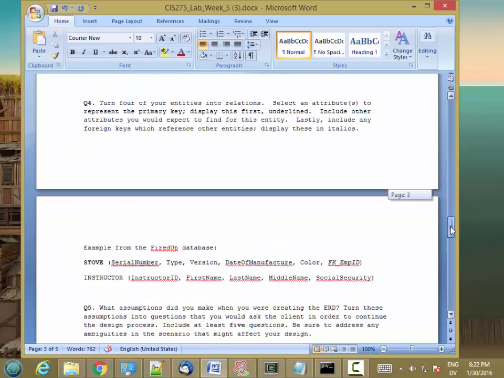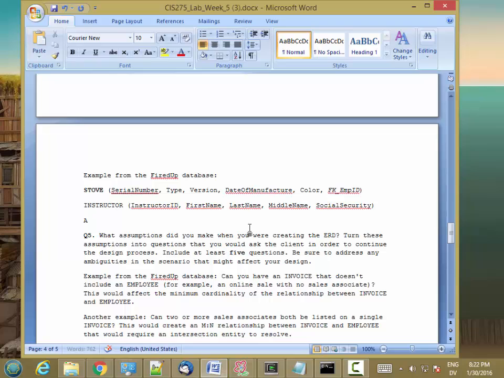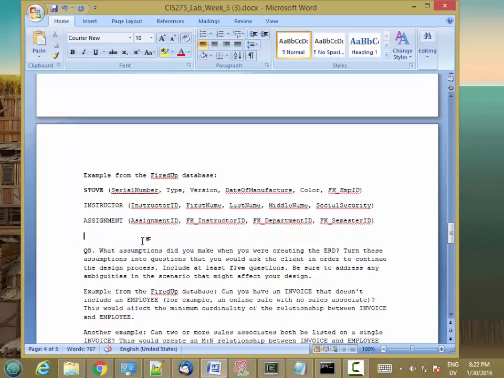So let's go ahead and do that. So assignment has assignment ID, and FK instructor ID, FK department ID, and FK semester ID. And this particular one I don't actually need any secondary attributes on because it's just an intersection entity that's representing a ternary relationship.